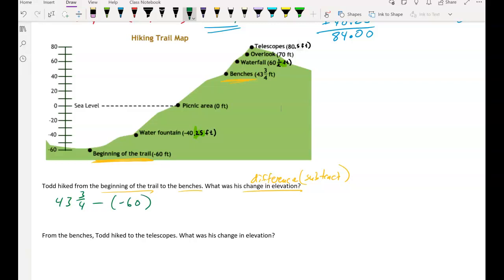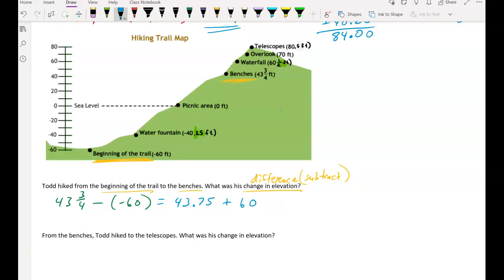Now, the great thing about this is we've already established what 43 and 3/4 is. We know that so much already. It's 43.75. We did that in the previous practice. So 43.75. And we're going to add the opposites. We're going to add the opposite of negative 60, which is 60.